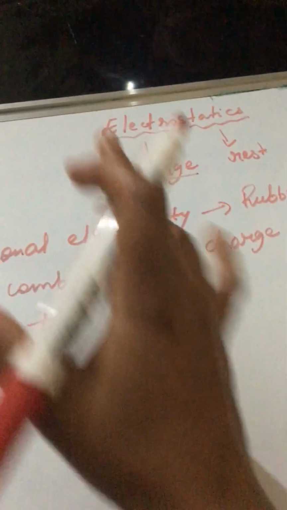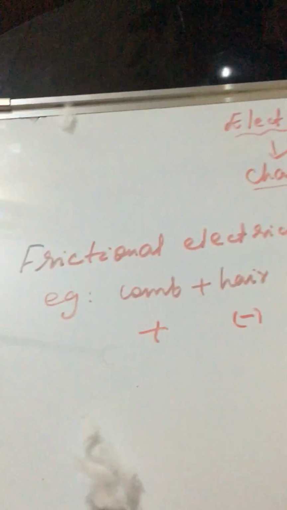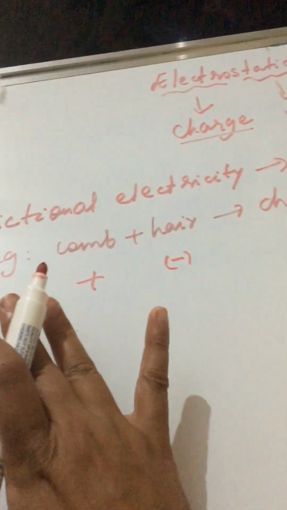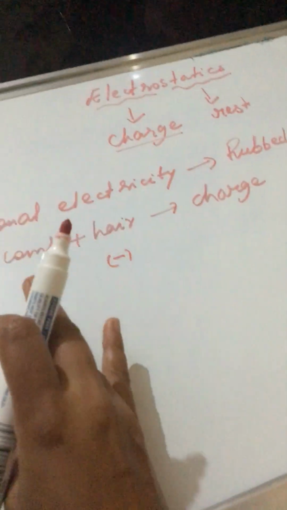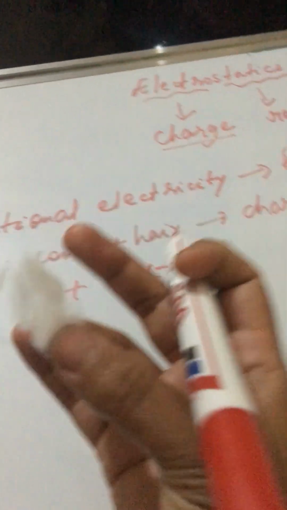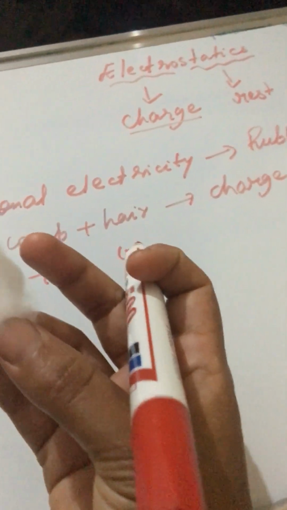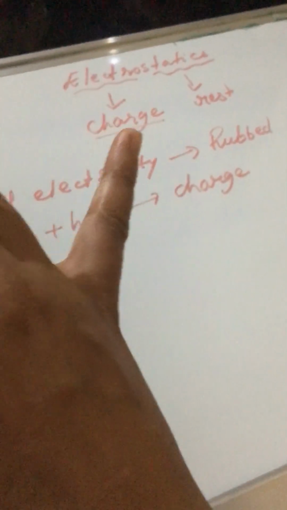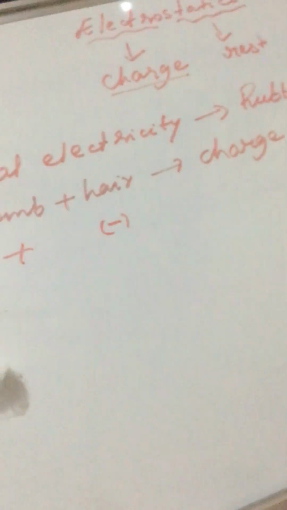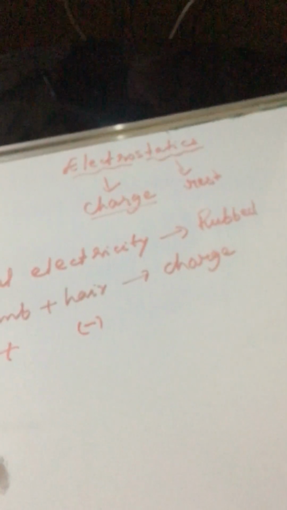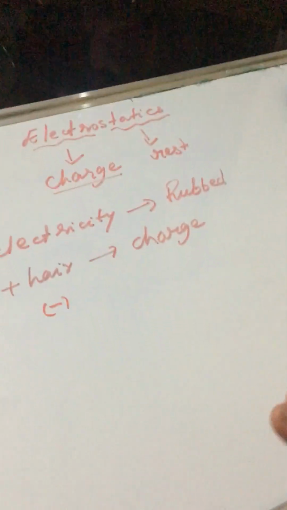Now in the previous example, when the cotton was brought near, it got attracted. It's so light that gravity will not have much effect on it, so it gets attracted. But why does it get attracted? All these are the things we are going to learn in electrostatics.